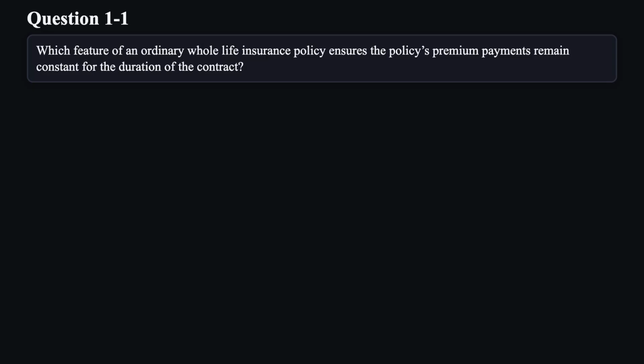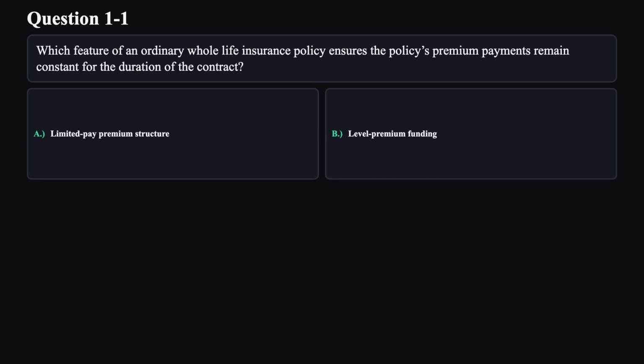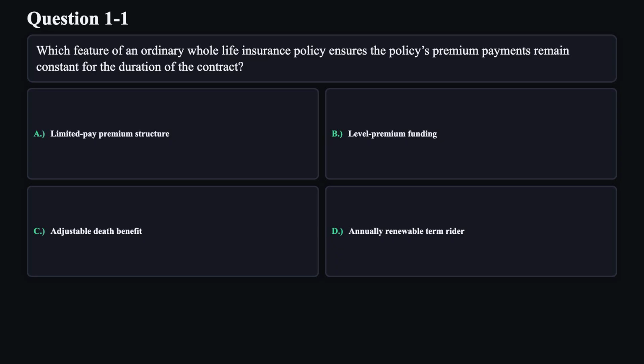Which feature of an ordinary whole life insurance policy ensures the policy's premium payments remain constant for the duration of the contract? A. Limited pay premium structure. B. Level premium funding. C. Adjustable death benefit. D. Annually renewable term rider.